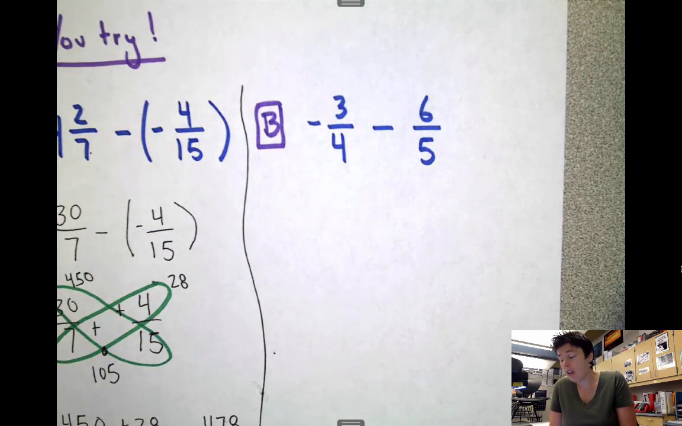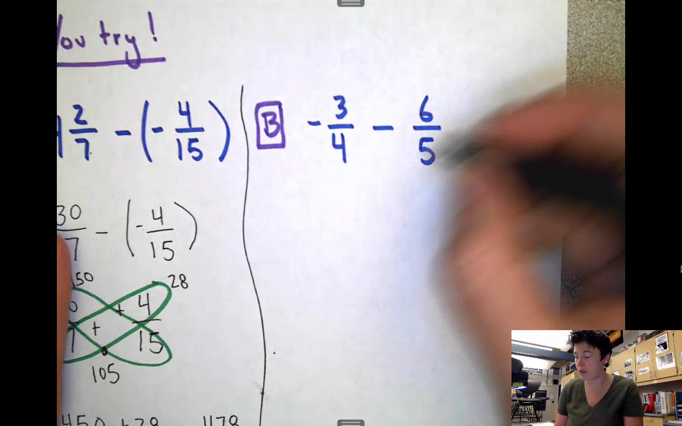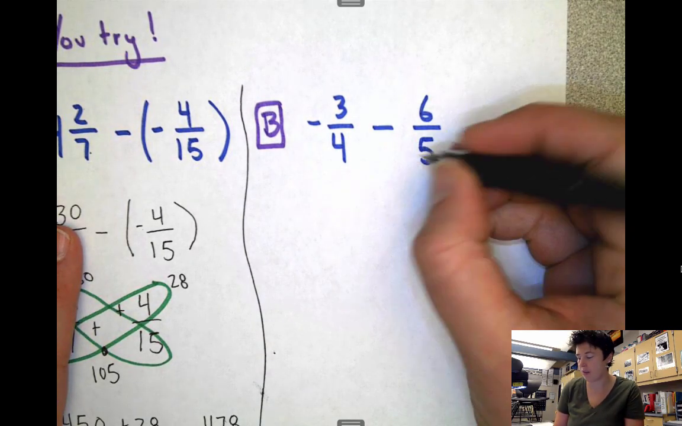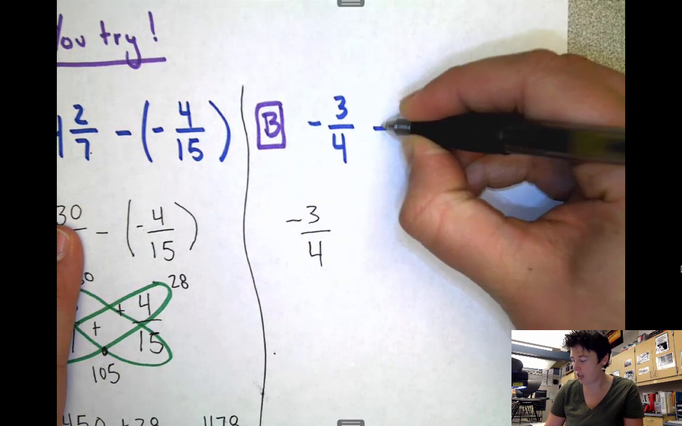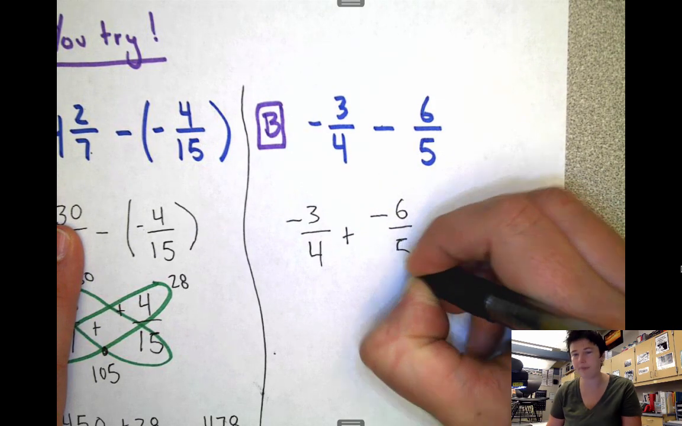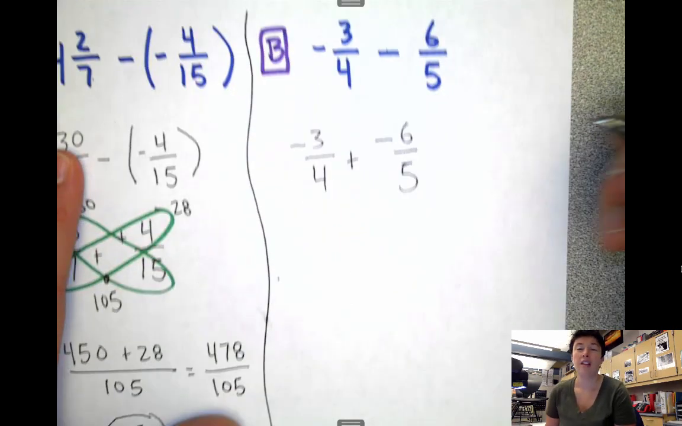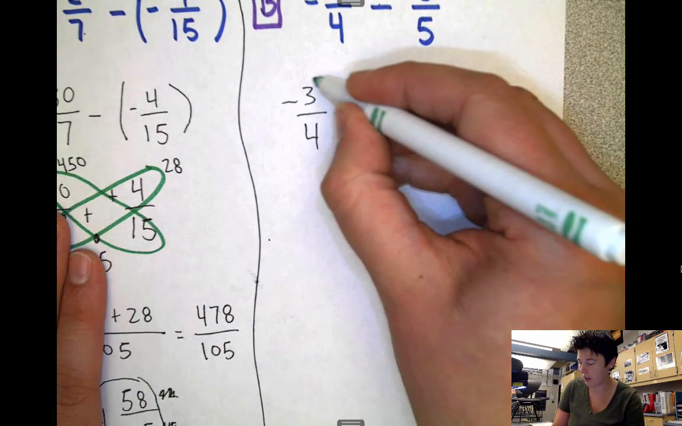Let's check out B. Okay, B, no mixed numbers to deal with. It's kind of nice. It's all ready to go. I'm going to go straight to my keep, change, change. I'm going to keep negative 3/4. And then I'm going to change. So it's going to be plus a negative 6/5. Awesome.